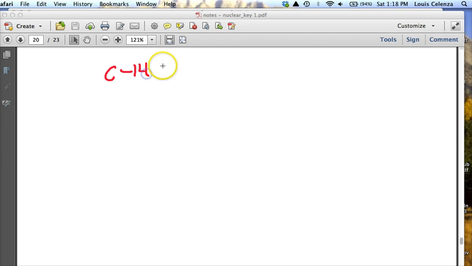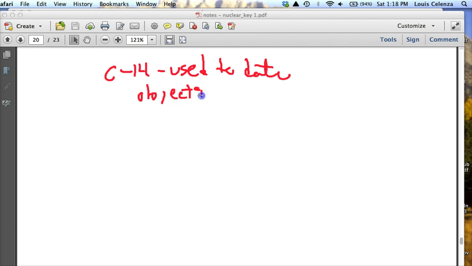carbon-14, and that is used for radioactive dating or carbon-14 dating. And that is used to determine if you find an object that was once living, so whether it's an animal or a tree, you can use carbon-14 dating to determine its age. And I believe it's good up to about 50,000 years. So it is used to date objects that were once living, whether it be a tree or some sort of animal, and I believe it's good for about 50,000 years.